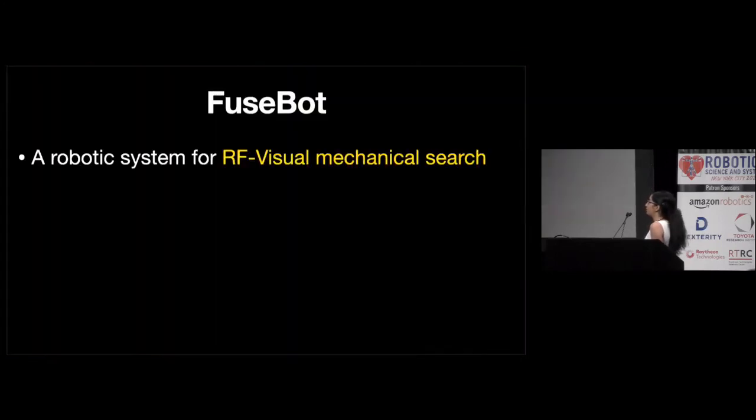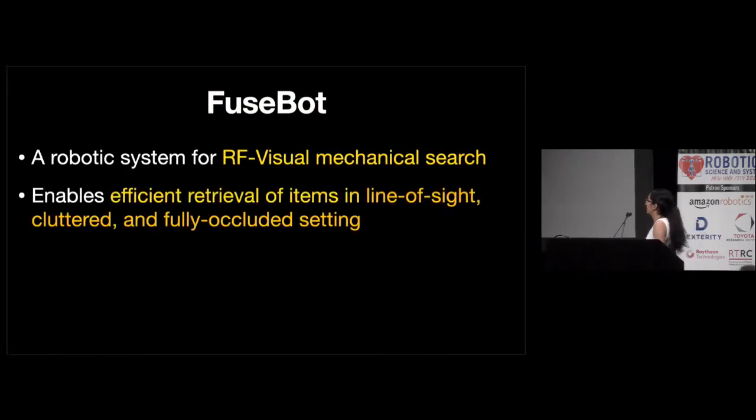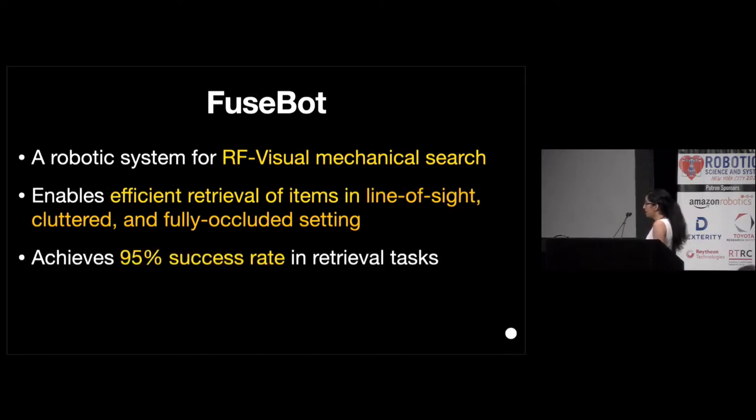So in this talk, I'm going to tell you about FuseBot, which is a robotic system for RF visual mechanical search, and it enables efficient retrieval of items in line of sight, cluttered scenarios, and fully occluded scenes. And it achieves a 95% success rate in these retrieval tasks. So how does FuseBot work?